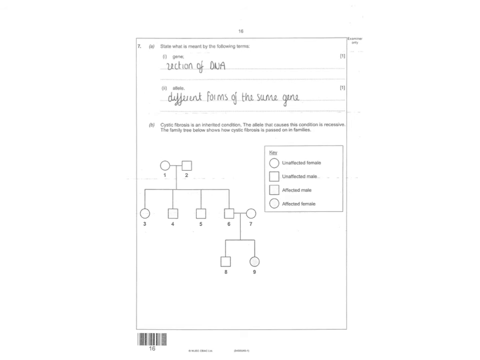State what is meant by the following terms: a gene, which is a section of DNA, an allele, which is a different form of the same gene. So it would only be big B, big B, big B, little b, or little b, little b. Okay, they're the three alleles that we have.